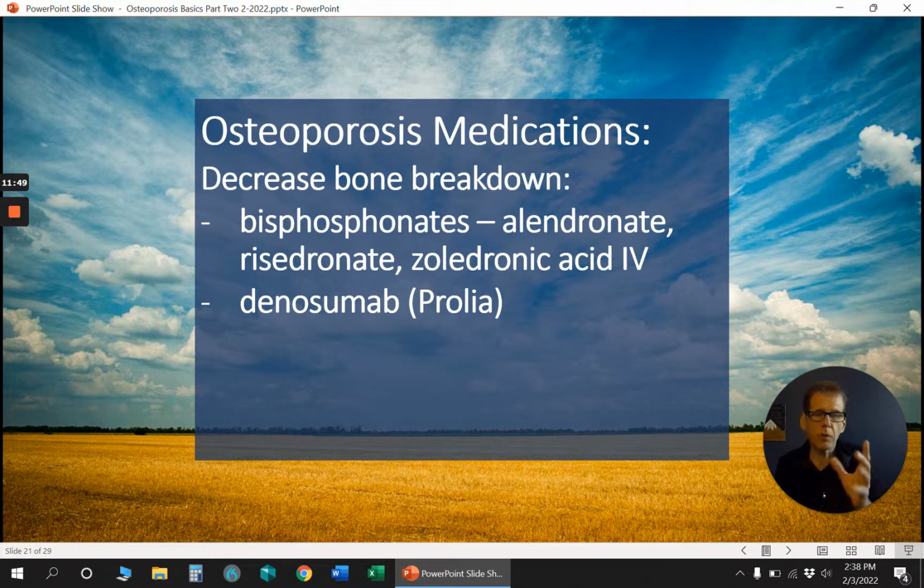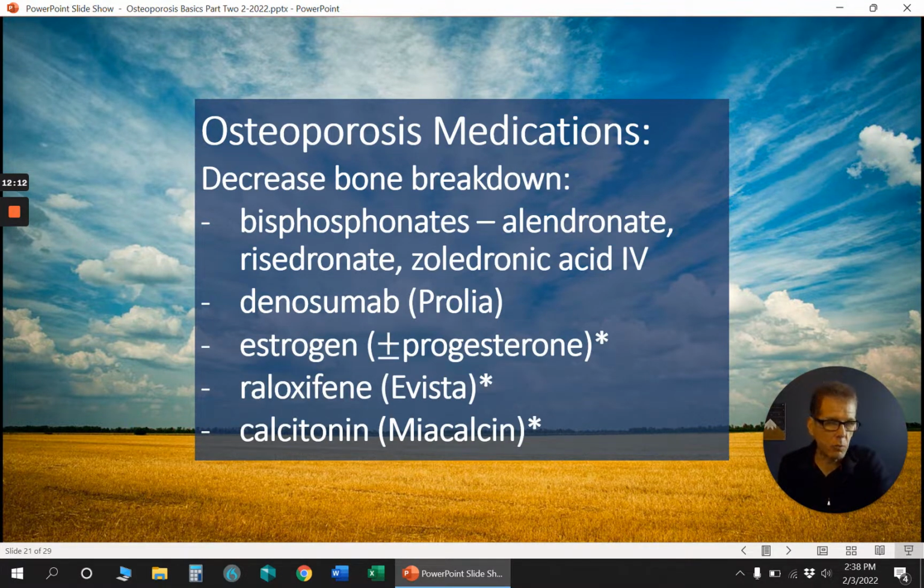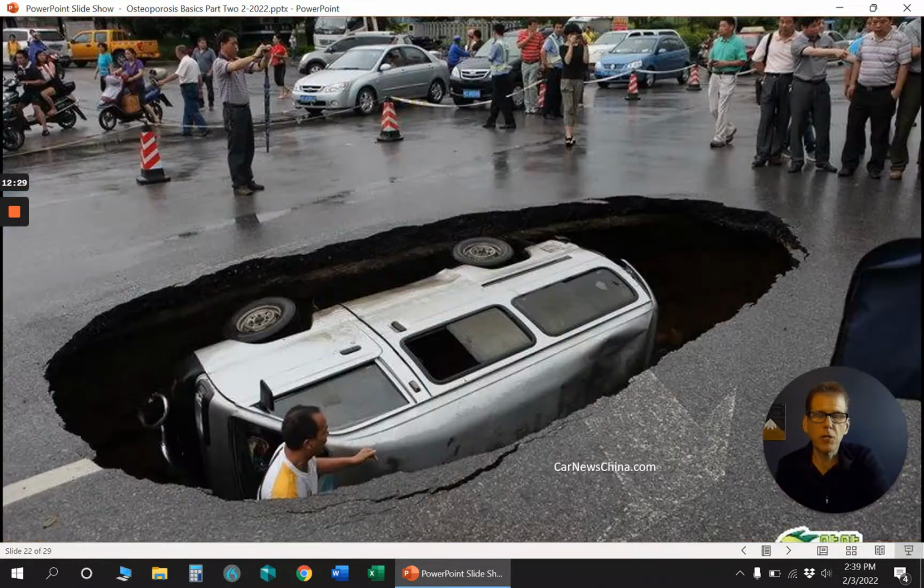And somewhat similar, a related type of medicine that works in a different way called denosumab or Prolia, which also decreases bone breakdown, is given every 6 months in the doctor's office like a flu shot, just an injection underneath the skin. And each of these is very effective at reducing the risk of fracture, about 50%. There are other medicines, estrogen, which would be given with progesterone for women who still have a uterus, something called raloxifene or Evista, and something called calcitonin or Miacalcin. All might be used in particular circumstances, but generally not our first choices for osteoporosis medications.